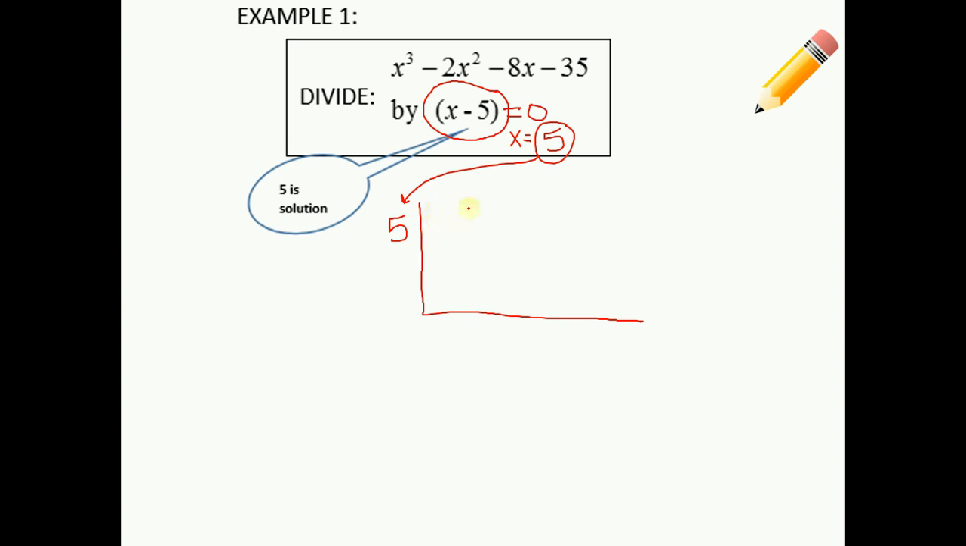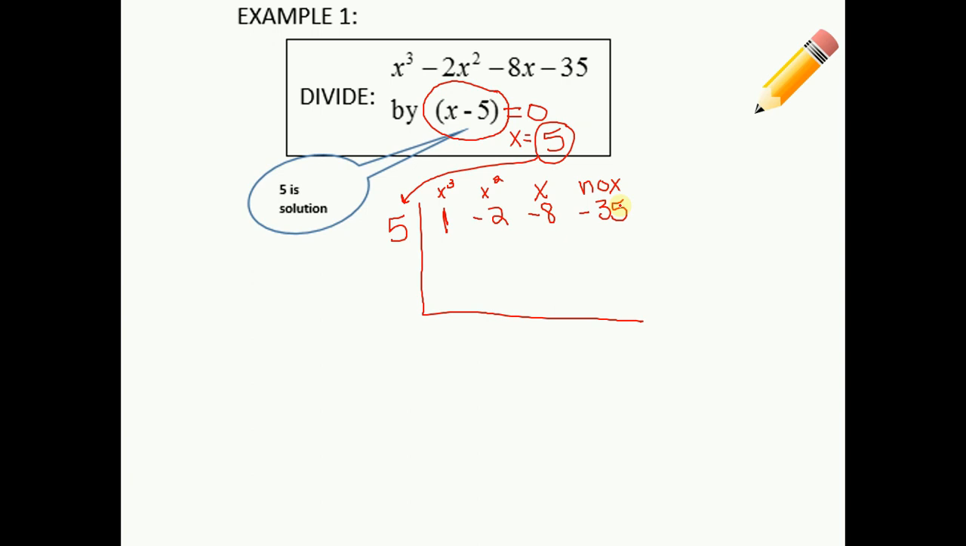Then on the inside here we're going to fill out the coefficients of the problem we're dividing, aka the numbers in the front. So I notice x cubed's the beginning, so I'm going to put little notes on the top here that I'm going to have an x cubed column, an x squared column, an x column, and a no x column. So now let's fill out the numbers. We got a 1 here, a -2 there, -8 is with the x column, and -35 is with this column. So now we've gotten the setup.